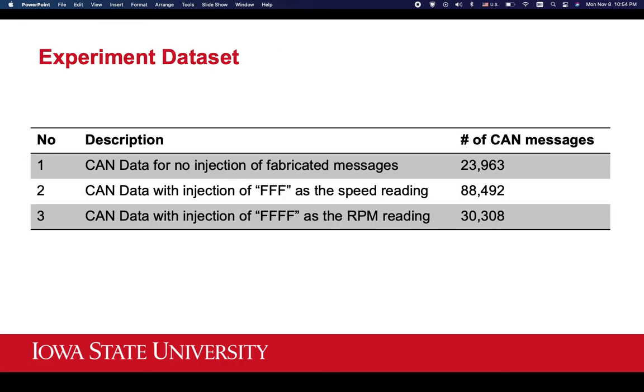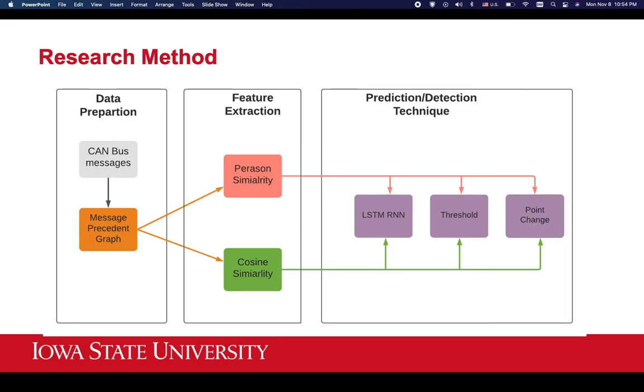The experimental dataset consists of three datasets: normal with no injected data, 23,000; injected speed data, 88,000; and injected RPM, 30,000. Like I said, we extract the data, graph the messages, and use feature extraction to measure the similarity at time t, then at time t plus i, where i is just the time: 1, 2, 3, or 4. Then we use prediction techniques such as long short-term memory, or a search-based or change point detection, to determine whether or not there are injected messages in the dataset.